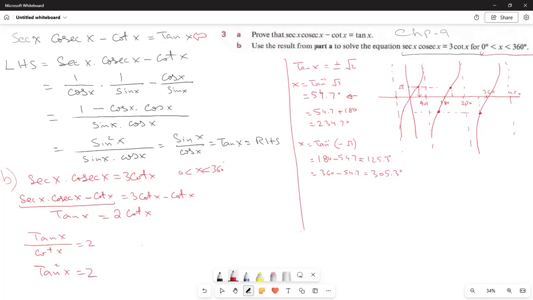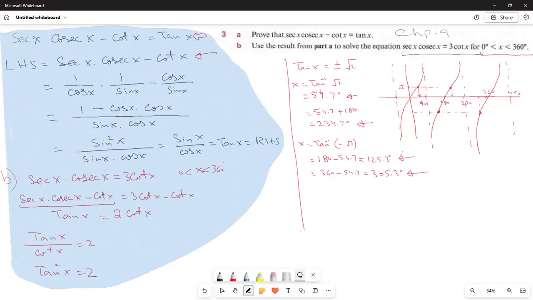Okay, so I hope it's clear. We got four answers. This is the second one, this is the third one, and this is the fourth one. Okay, now I will show you that we don't have to use this equation. Remember it says to use the equation from part A. So I will try to solve it directly from the given expression. So let me erase this whole thing. Then I will show you another way of solving it.